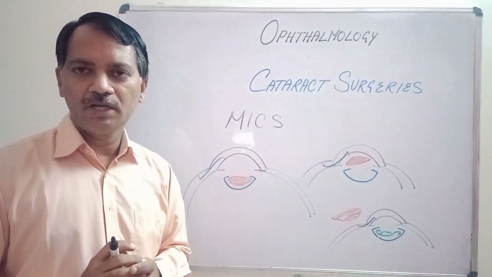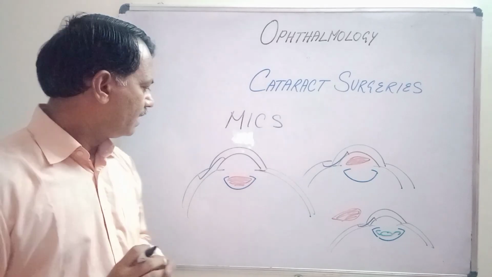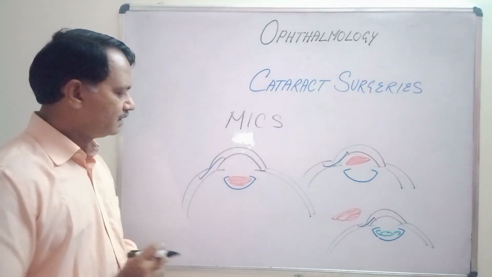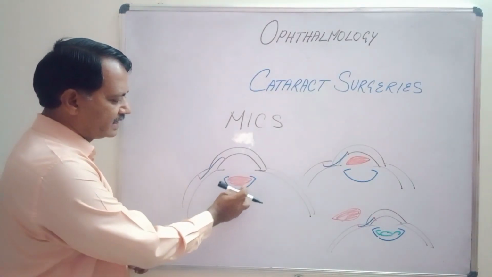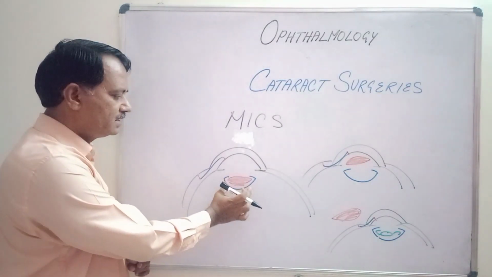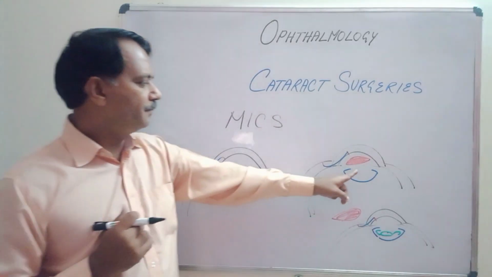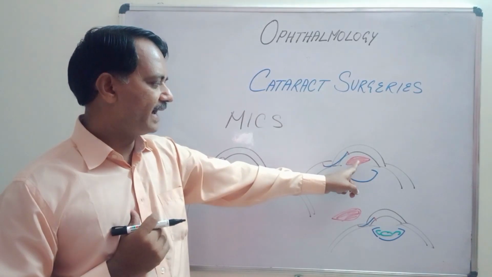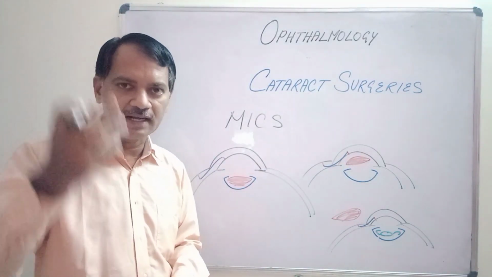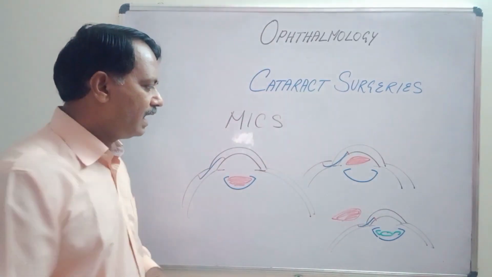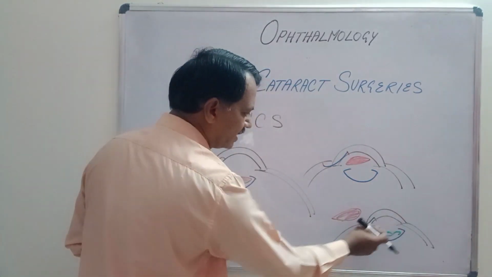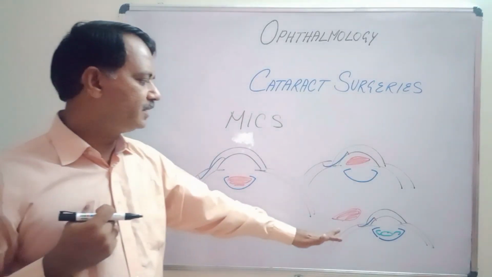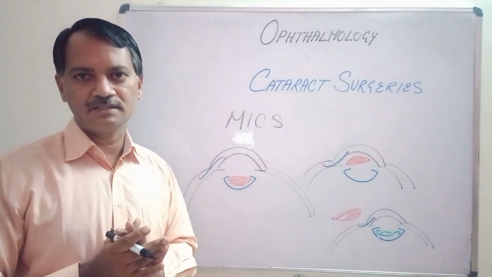In manual small incision cataract surgery, after doing the central curvilinear capsulorhexis, you see here in this picture, the cataractous cortex and nucleus are inside this capsule. We bring this cataractous cortex and nucleus into the anterior chamber by rotating it. After bringing it into the anterior chamber, we remove it through this 3-plane incision. So that is what we do in a manual small incision cataract surgery.